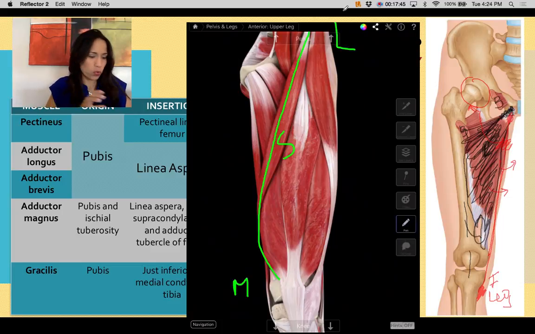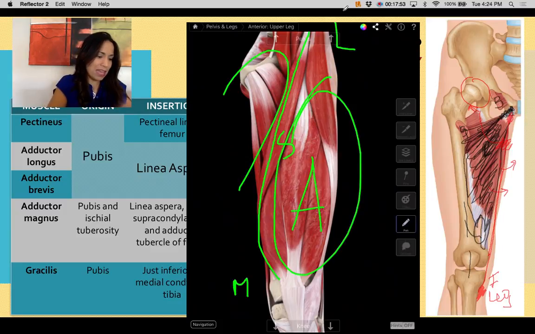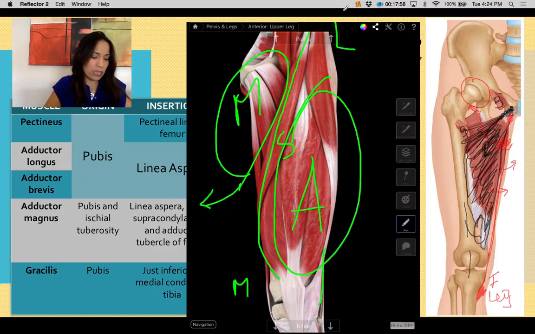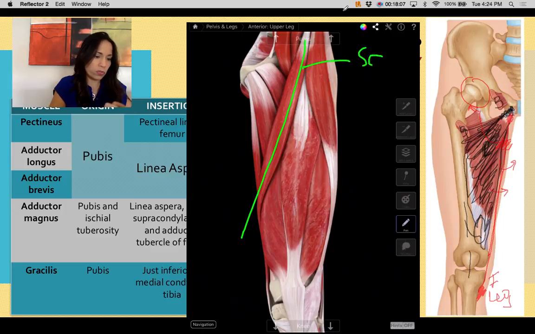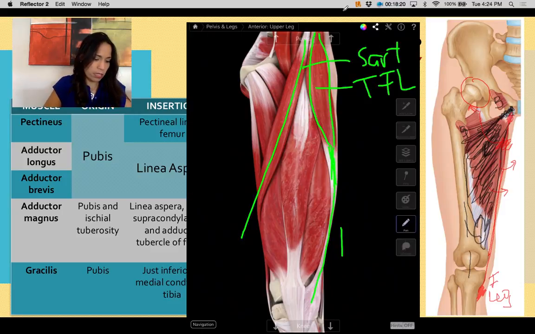See that the sartorius kind of divides the thigh into the anterior compartment and the medial compartment. These ones are the adductors, and these ones are the extensors of the knee. Now, let's keep describing in here. I have there the sartorius. Do you agree that this looks like tensor fascia lata? How do I know? Well, because it's inserting in the iliotibial tract or IT band, right?